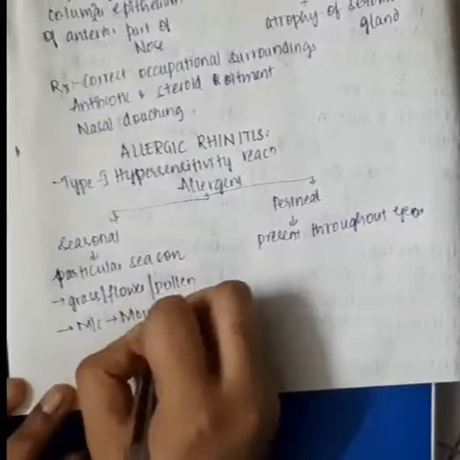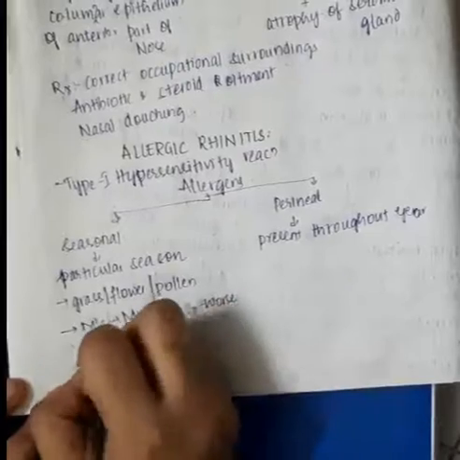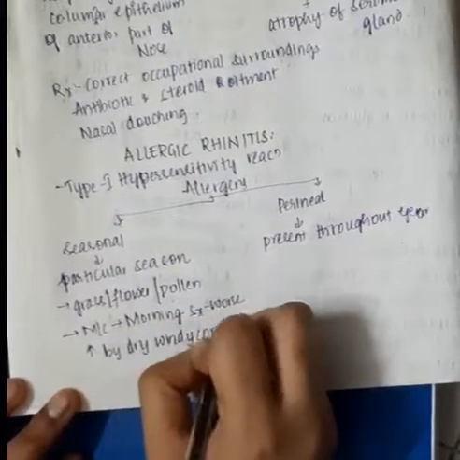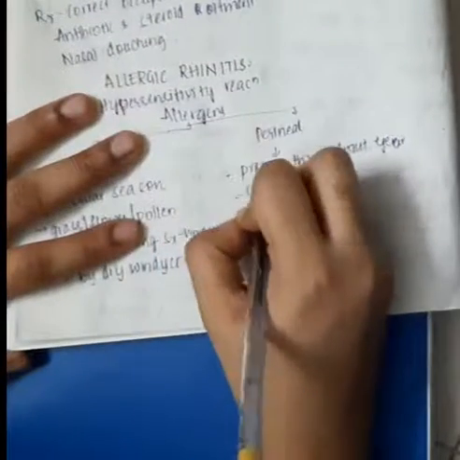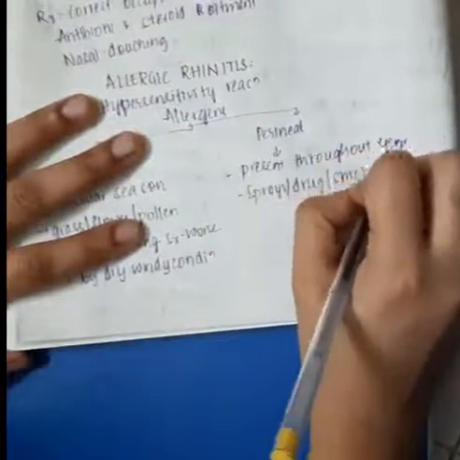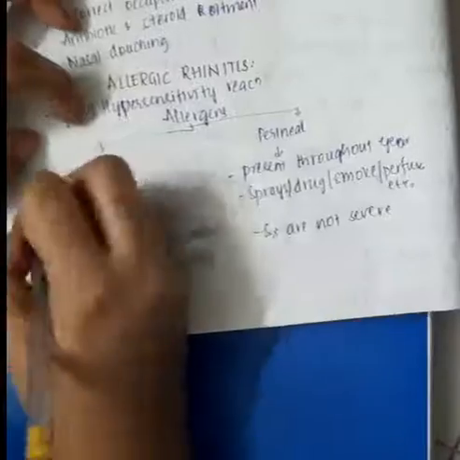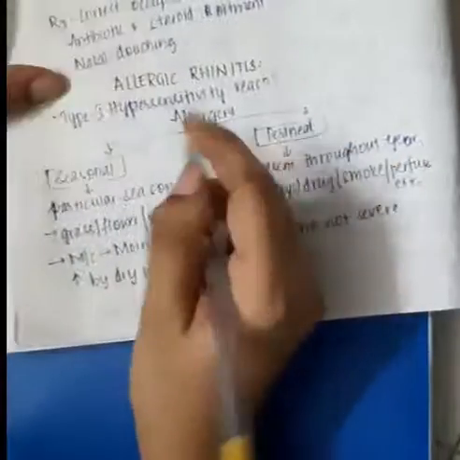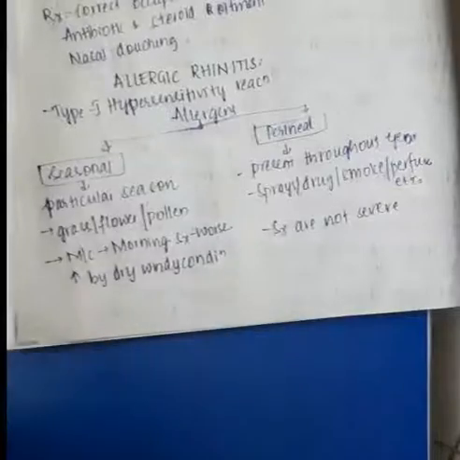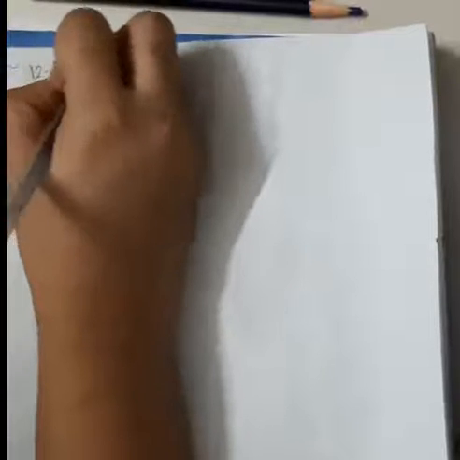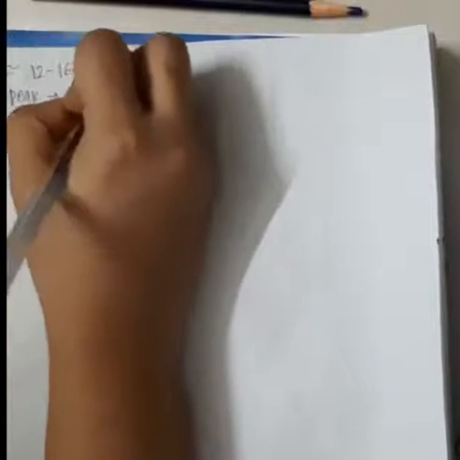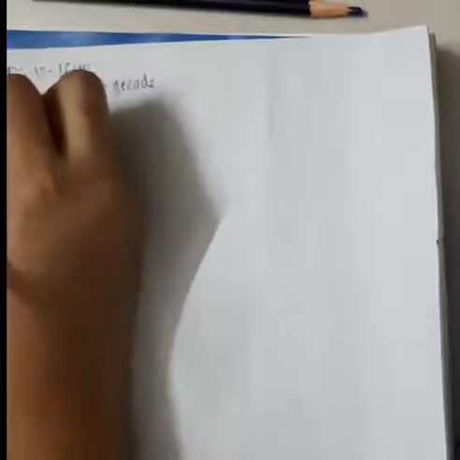It is most commonly seen in the morning, when symptoms get worse, and it is increased by dry, windy conditions. Whereas perennial allergens are present throughout the year, and these include sprays, dust, smoke, and perfumes. Symptoms are not severe. So these are seasonal allergens, and we have perennial allergens. Clinical features: it is more common in the 12 to 16 years age group, and it peaks in the third to fourth decade.